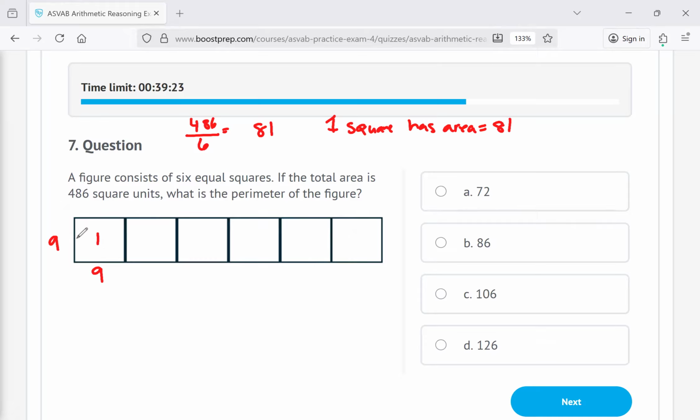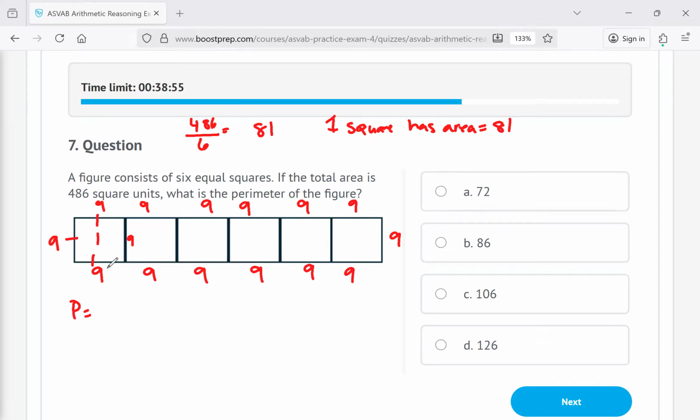Length times width. And if the area of a square is 81, that means that this side has to be 9, this has to be 9, and this has to be 9, and this has to be 9, right? Because in a square, all sides are the same. So now let's find the perimeter. So if every side length is 9, including this, what is the perimeter? So just add up all the sides.